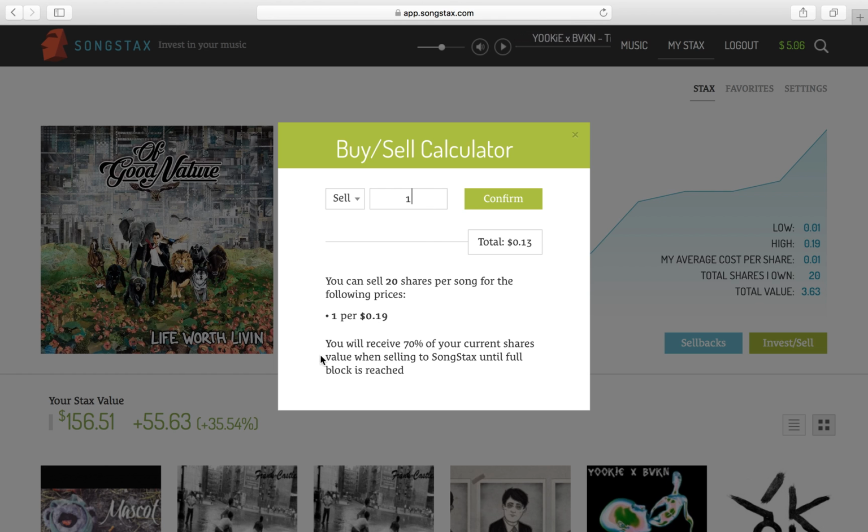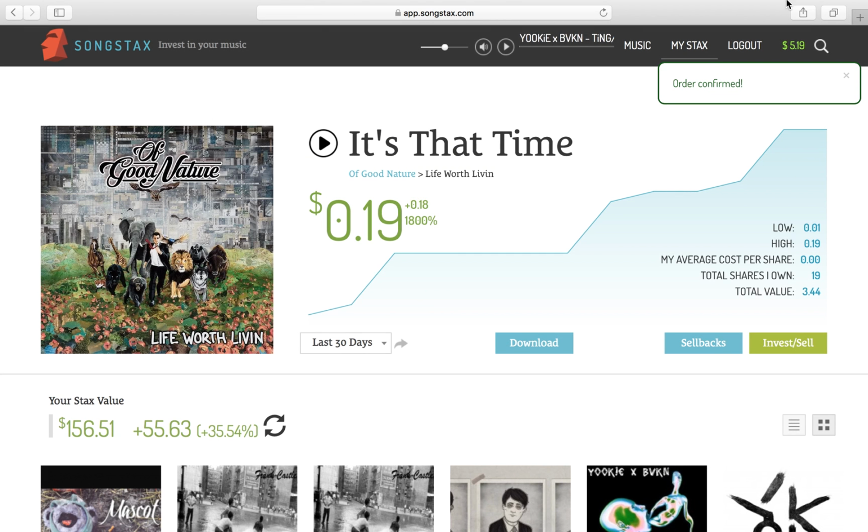So right now you could sell them to SongStax anytime for 70% of that value of the 19 cents that's currently trading at. Why 70%? Because the artist needs to make some money and SongStax needs to charge them as well. That is until all the shares are sold. We'll get to that in a second. So I still only bought it for 1 cent, so I made a profit here because I'm selling one for 13 cents. Okay, and that money's going to go right into my account.